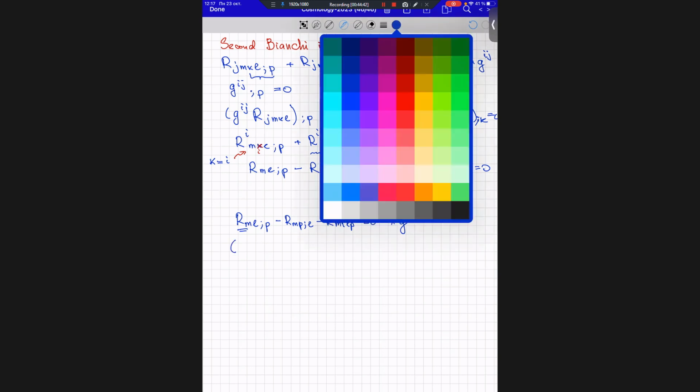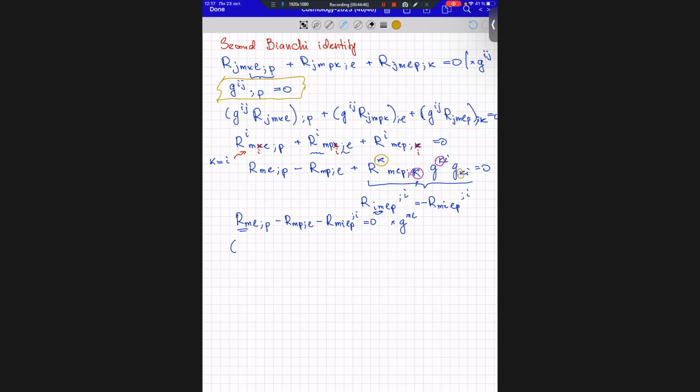Again, since the covariant derivative of the metric tensor is 0, we can write, sorry, more in detail: G M L R M L covariant P, minus G M L R M P covariant L, minus G M L R M I L P covariant I, equals 0.